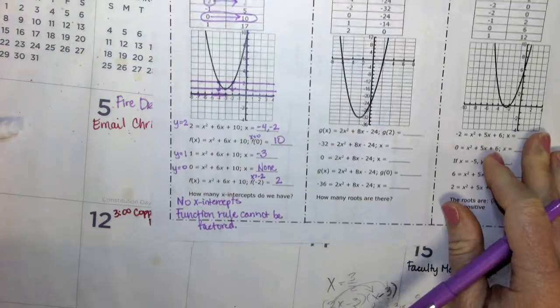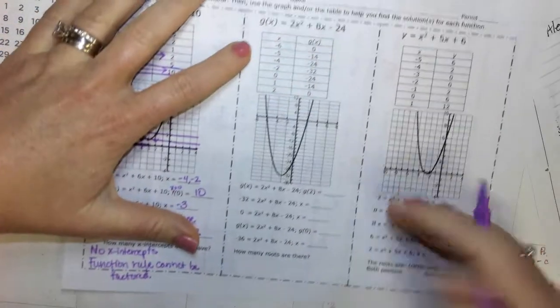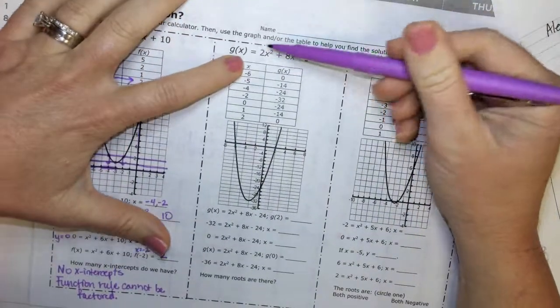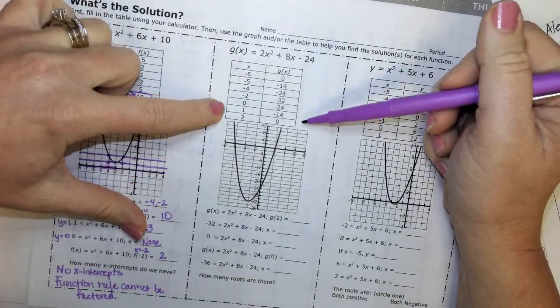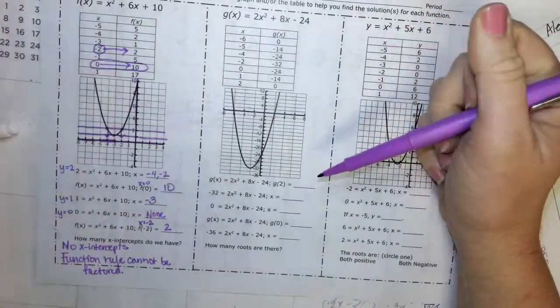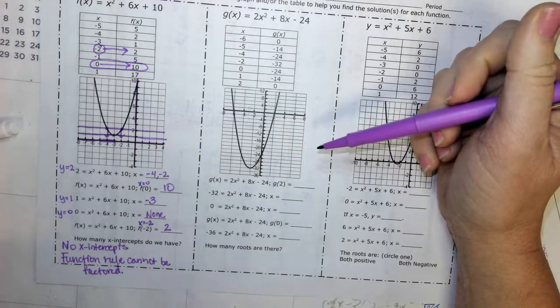Okay, and that's going to be the case every time that we don't have any x-intercepts. Okay, so now for the next one, 2x squared plus 8x minus 24 is our given function. They've already given us the table and the graph, so now let's find out our values that they're looking for.